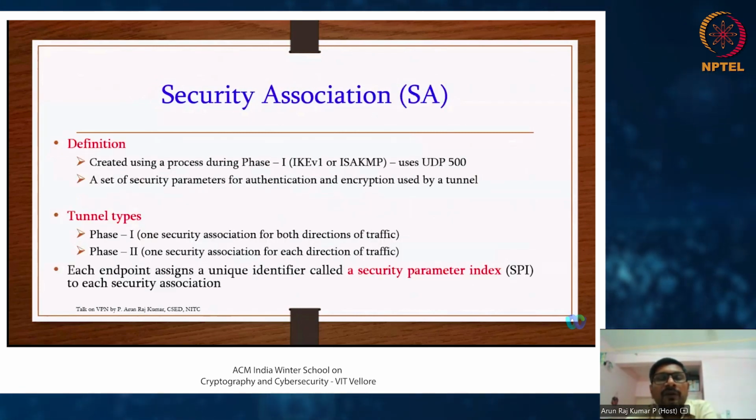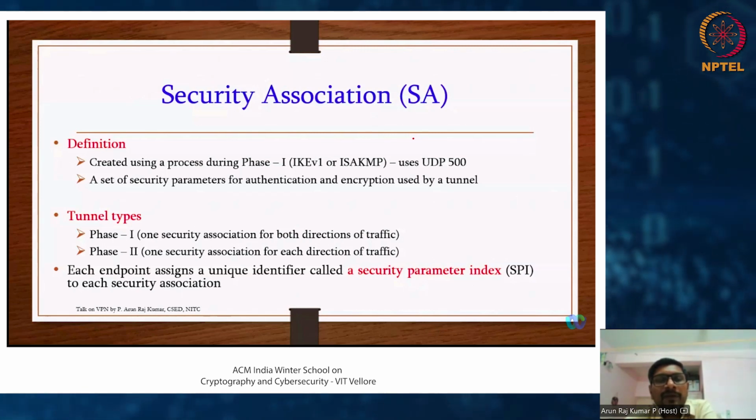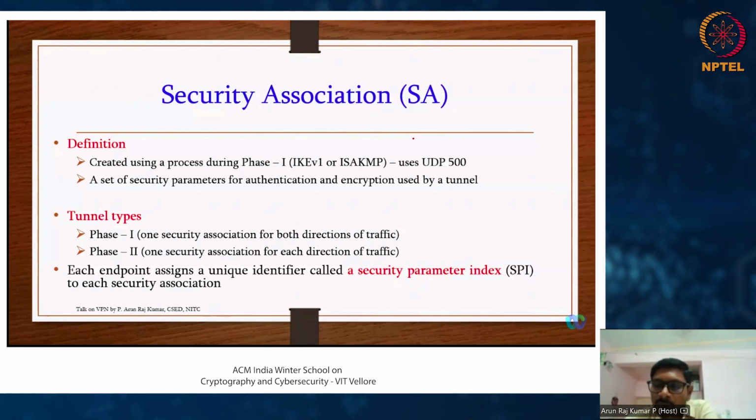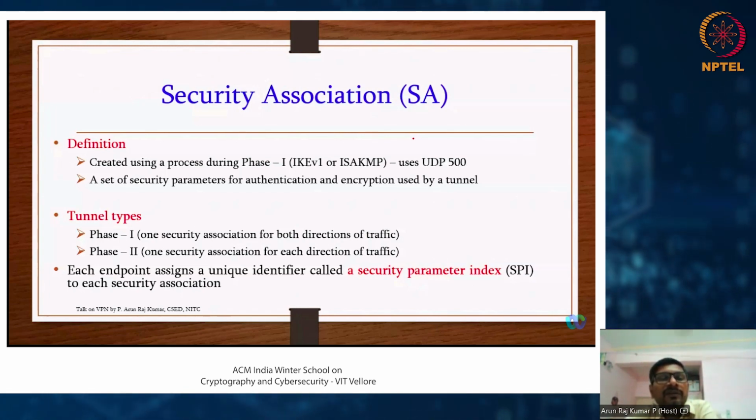Next, what is meant by security association? It is created using the process during phase one, which I already told you. It uses UDP 500. It consists of security parameters for authentication and encryption. Security parameters in the sense: what kind of algorithm for authentication, what kind of algorithm for encryption, what is the key. Everything is described in the security association.